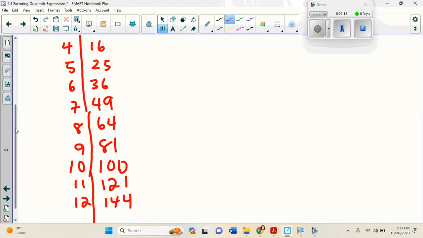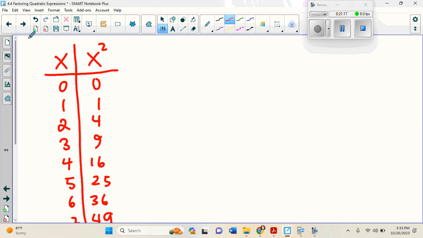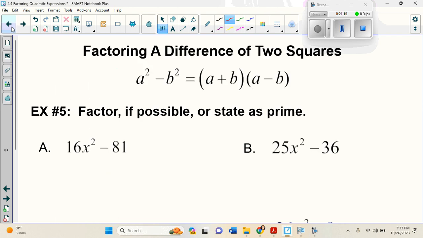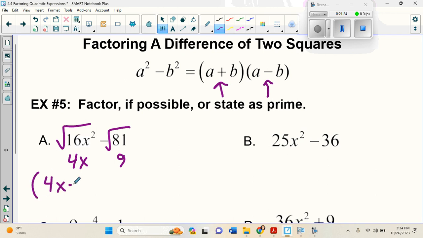I would like you guys to memorize or know at least what these squares look like, or be able to tell if it's a perfect square. So what we're going to do here is take the square root of each value. Here we have 4x, and this one is 9, and we're going to add and subtract the two values. So you have 4x minus 9 times 4x plus 9. These are your factors.